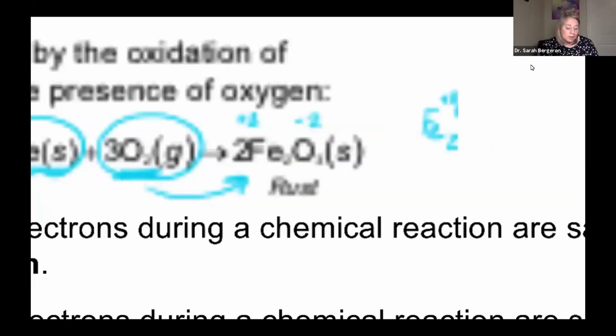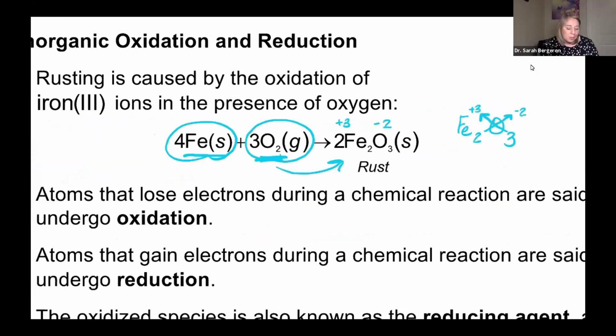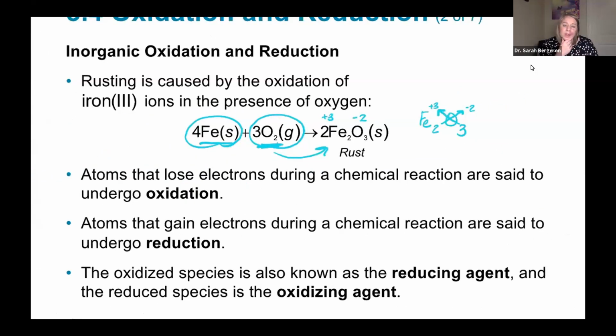Well, when we look at these substances, what we're going to look for is that the individual substances, like 4FeS, this has to be neutral. It has to be, by definition, neutral. So things that are an element by themselves are going to be a charge of 0. Charge is equal to 0, okay? Diatomic molecules also have a charge equal to 0.